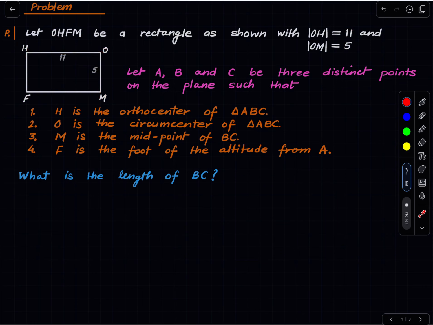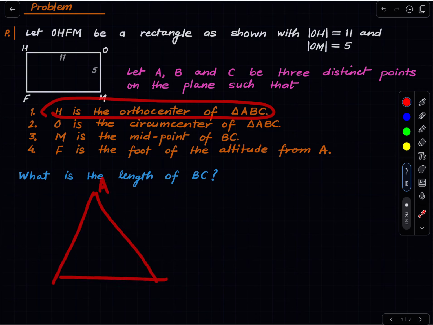And we have three distinct points A, B, C, points on the plane of course, such that H is the orthocenter of triangle ABC. So there is some triangle ABC where H is the orthocenter. So what is the orthocenter? Recall, orthocenter is the point where all the three altitudes of the triangle meet. Okay, and O is the circumcenter. Circumcenter is the point where all the three perpendicular bisectors of the three sides meet. So O is the circumcenter.